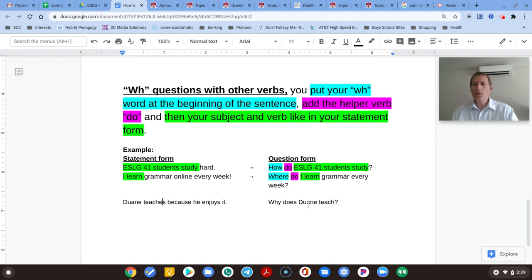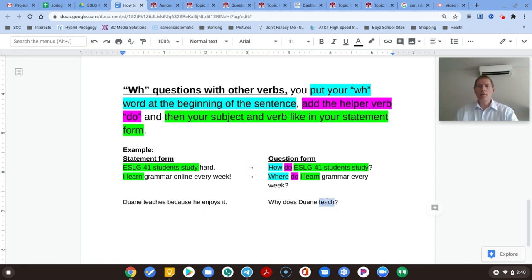teaches. So Dwayne teaches in the statement form stays in the same order here. So we have our WH word, then our helper verb, do, and then the subject and verb are in the same order, the main verb, the subject and main verb. And notice we have that S again. So in present simple, in the question, does gets the S, not the verb.